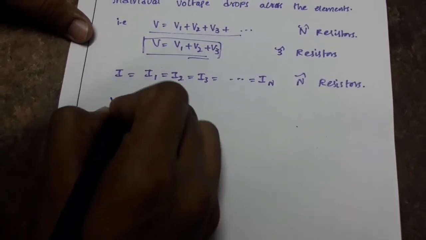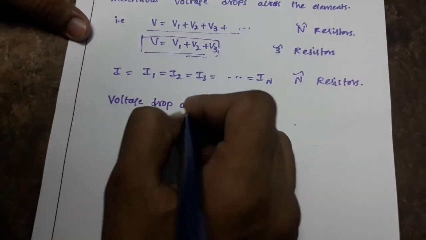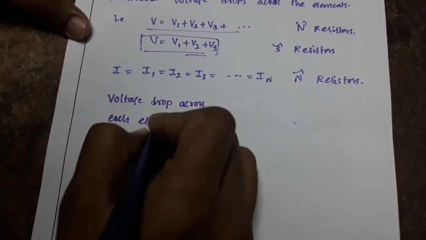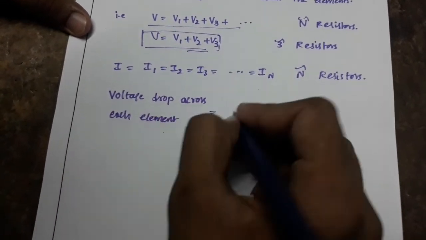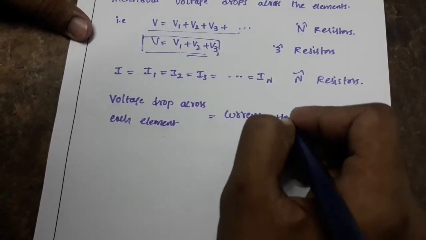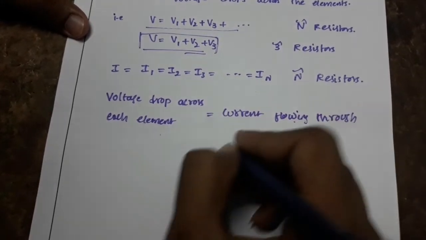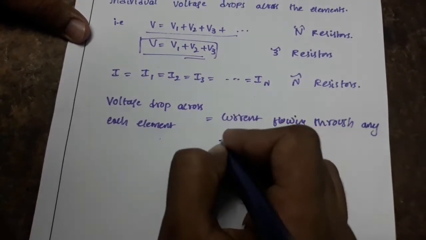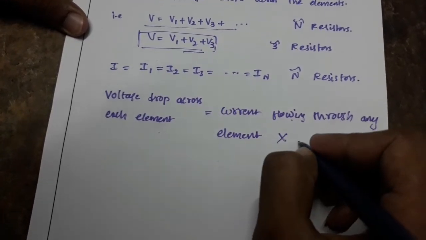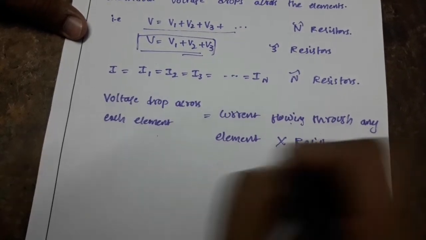Where the voltage drop across each element is equal to the current flowing through any element multiplied by the resistance of that element.